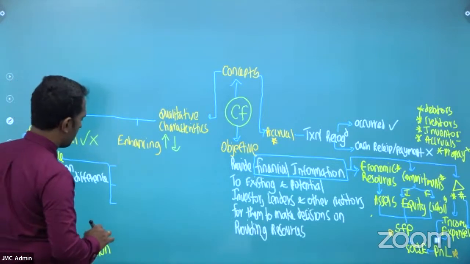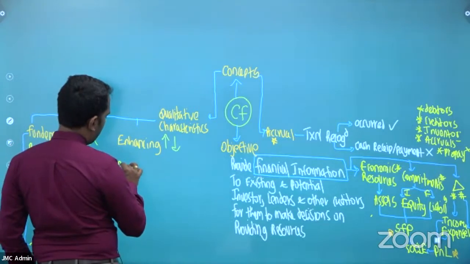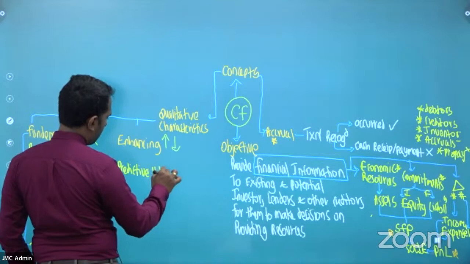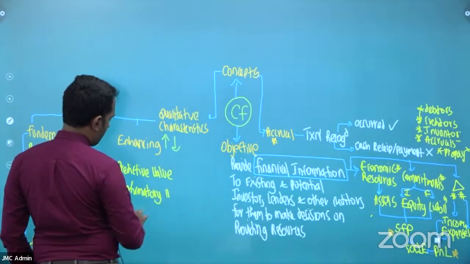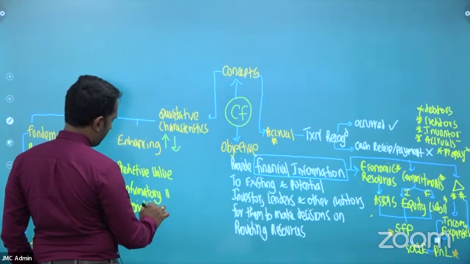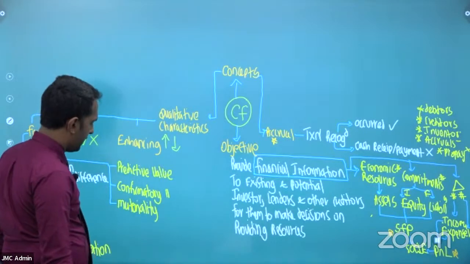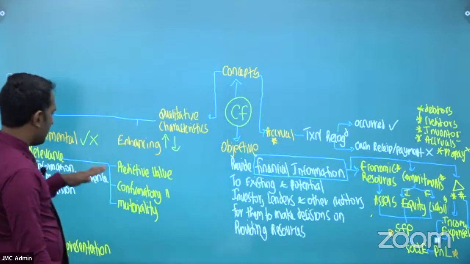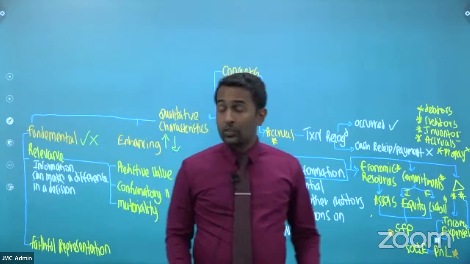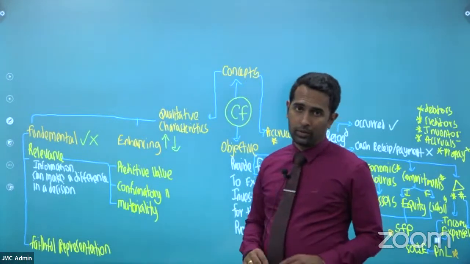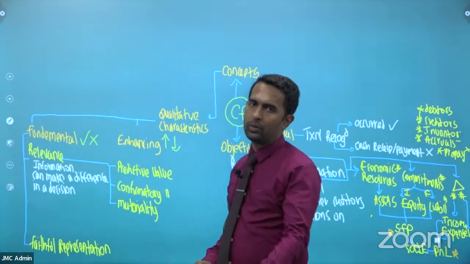One is what we call the predictive value. The other one we call the confirmatory value. And the third one is materiality. The relevance has three subcomponents. We'll take them one by one. The first one is what we call the predictive value.